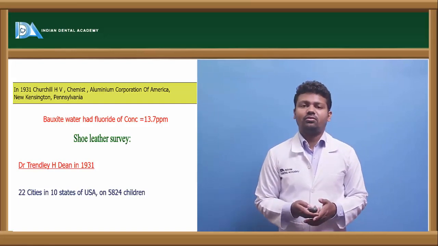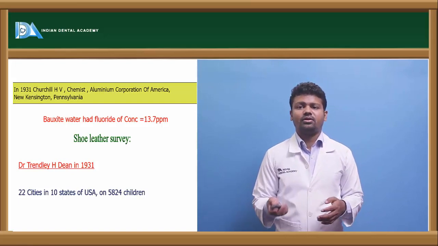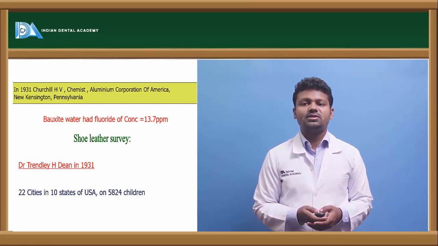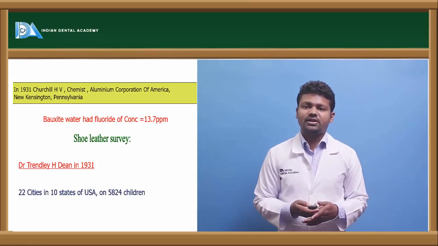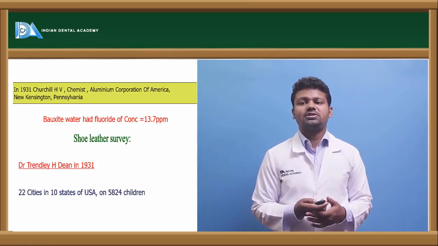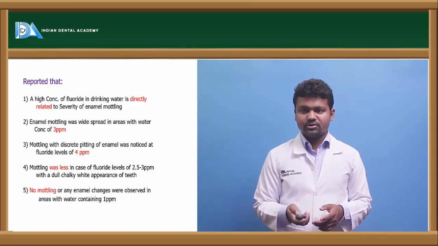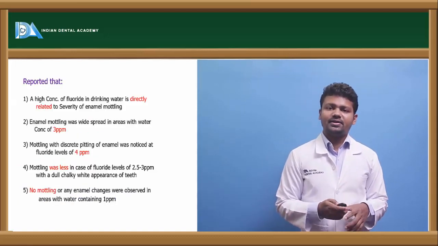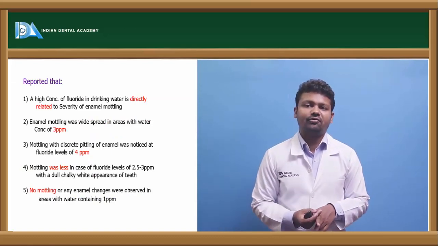The shoe leather survey was another achievement in the field of science that Dr. Trendley Dean carried out. He surveyed 22 cities in 10 states of the USA among 5,824 children. He reported that there is a direct relationship between the high concentration of fluoride in drinking water and mottling.